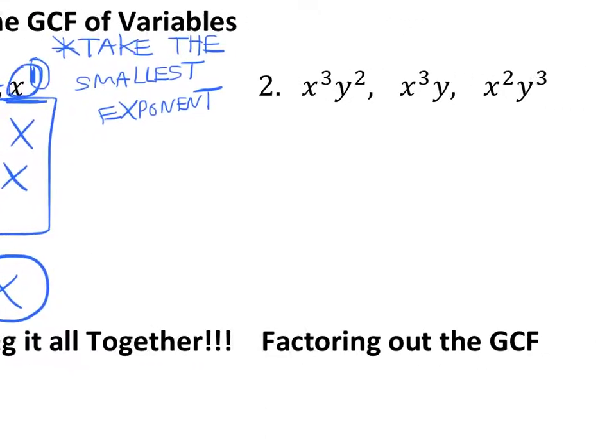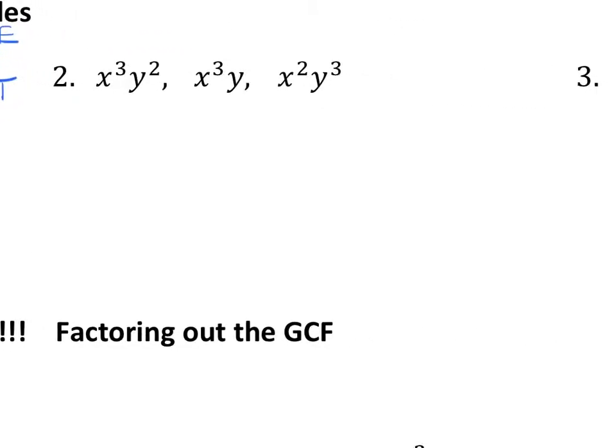Okay, let's move to number 2. Now number 2, I have 3 terms: X cubed y squared, X cubed y, and X squared y cubed. They all have X's and Y's. So if they all have X's and Y's, I'm going to have an X and a Y in the GCF. What I don't know is what the exponent is going to be. Well, as I learned from the previous example, let's take the smallest exponent.